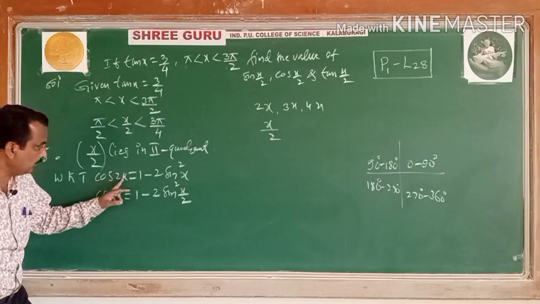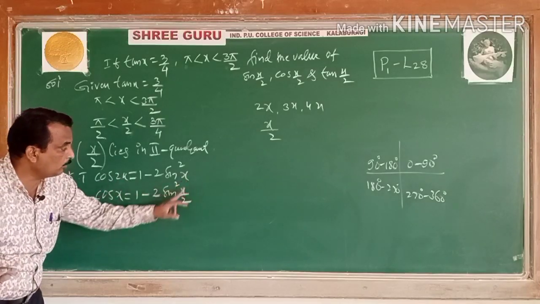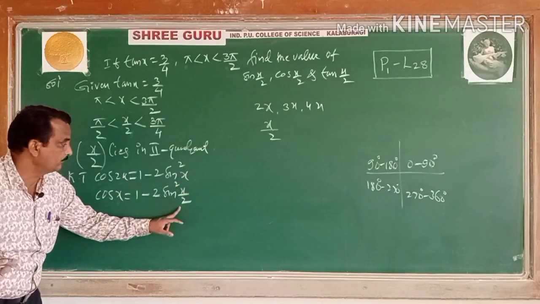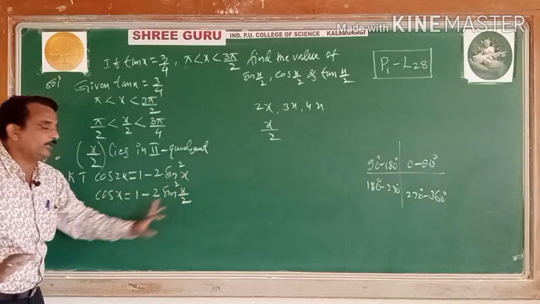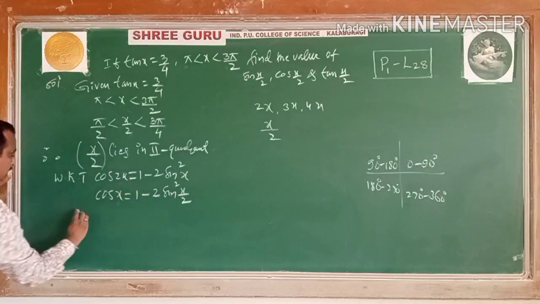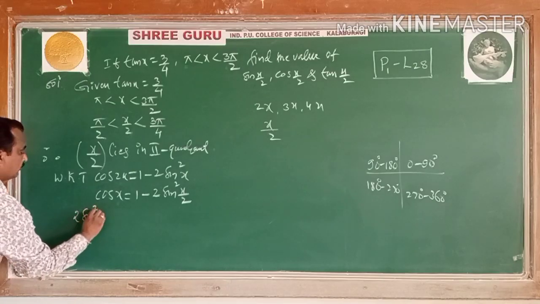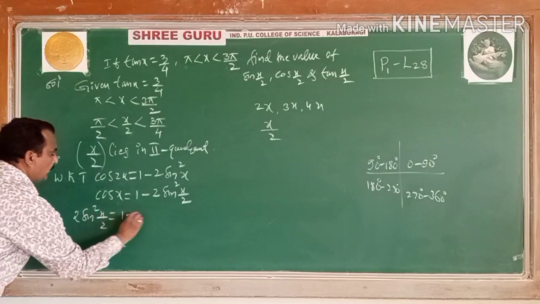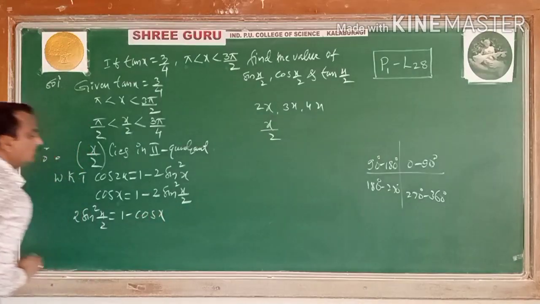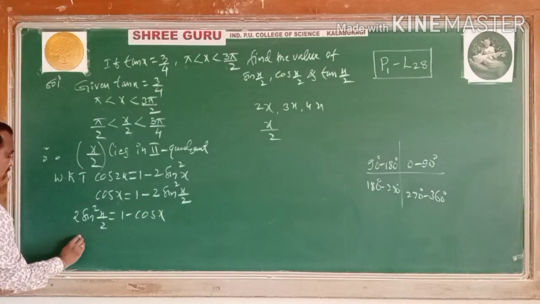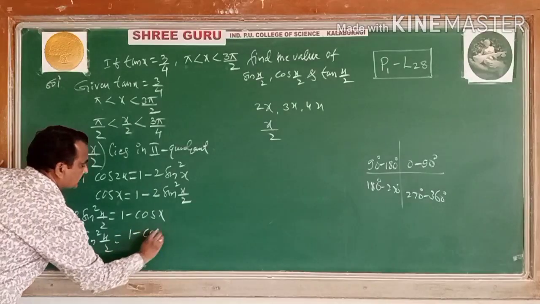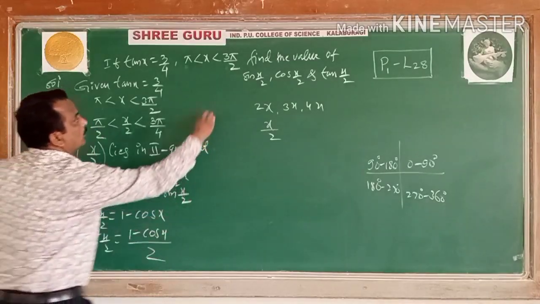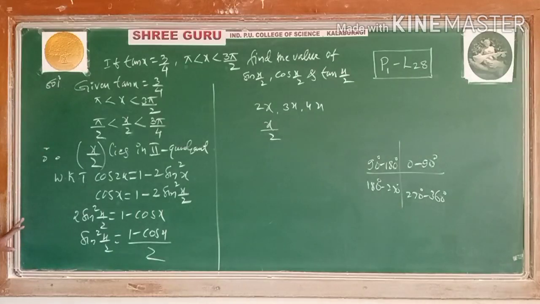Are you getting it, students? Here we have reduced the formula in terms of half angles. 2x we have written as x, and x we have written as x by 2. Taking this side plus, 2 sin square x by 2 equals 1 minus cos x. Therefore, sin square x by 2 is equal to 1 minus cos x by 2. Is it clear to all of you?